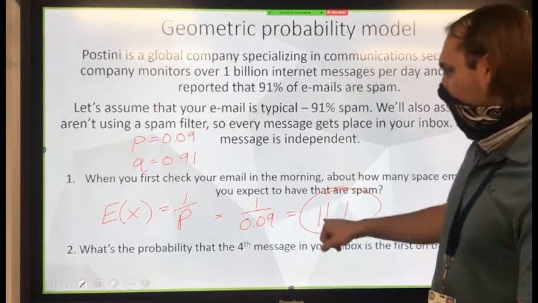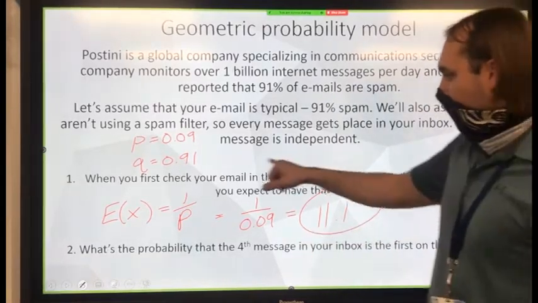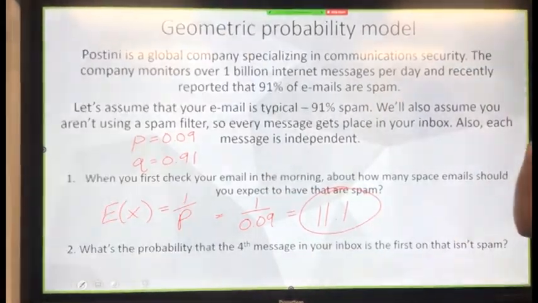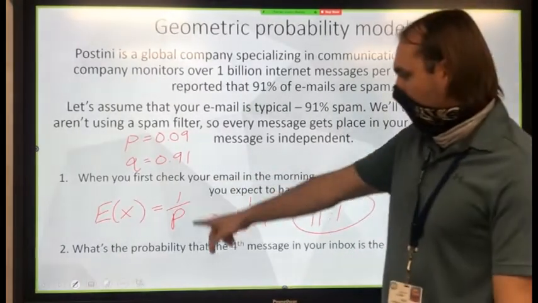All right, so here's how you find the expected value with geometric probability. Again, just 1 over P.